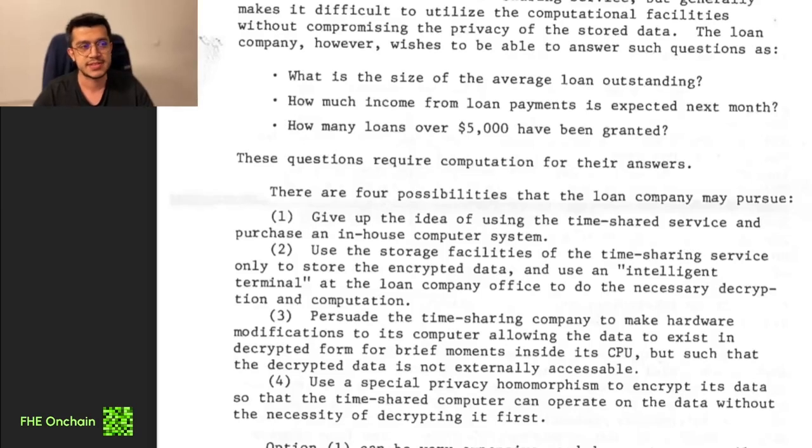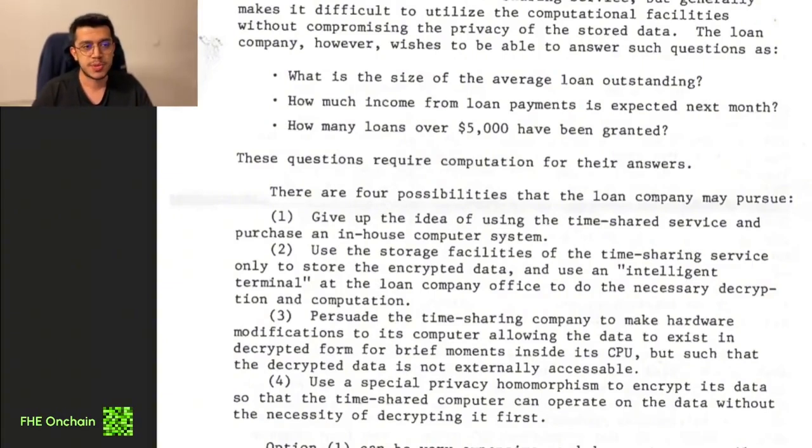The first possibility is to give up the idea of using the time-sharing service and purchase an in-house computer system. Second, use the storage facilities of the time-sharing service only to store the encrypted data and use an intelligent terminal at the loan company office to do the necessary decryption and computation. Third, persuade the time-sharing company to make hardware modifications to its computer, allowing the data to exist in decrypted form for brief moments inside its CPU, but such that the decrypted data is not externally accessible. This one could sound familiar.